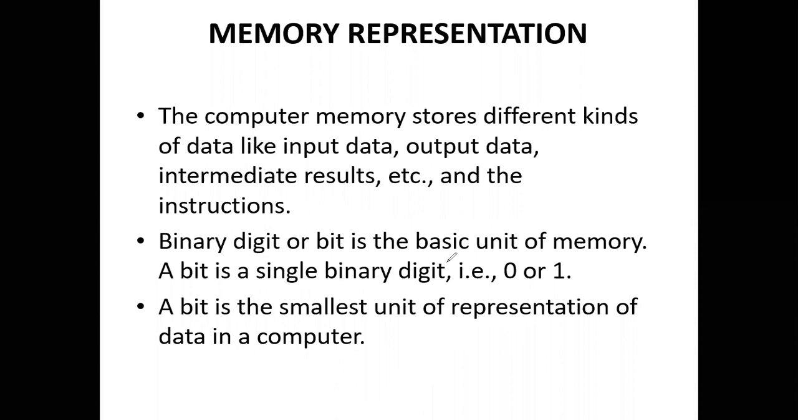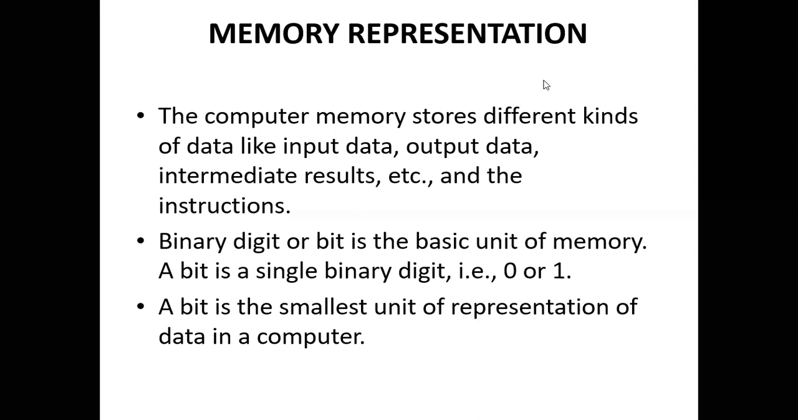the basic unit of memory is a binary digit. Remember when we talked about digital computers, we said they represent data using a series of zeros and ones. So a single digit we have is either a zero or a one. So this is a binary digit. The short form for it is a bit, where B is from binary, then digit. So a bit is just a single binary digit, and this is the smallest unit of representing data in a computer. Okay, it's the smallest unit of representing data in a computer.